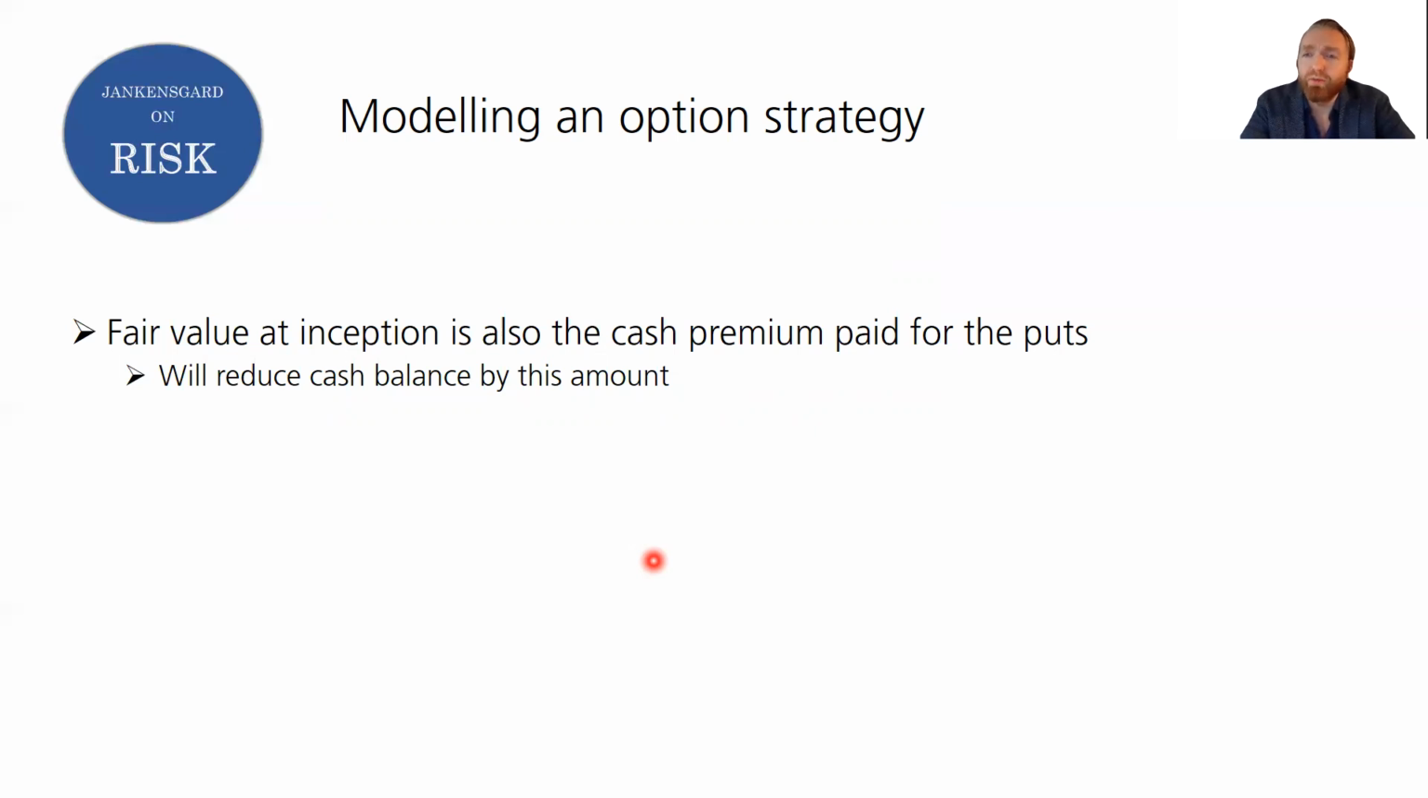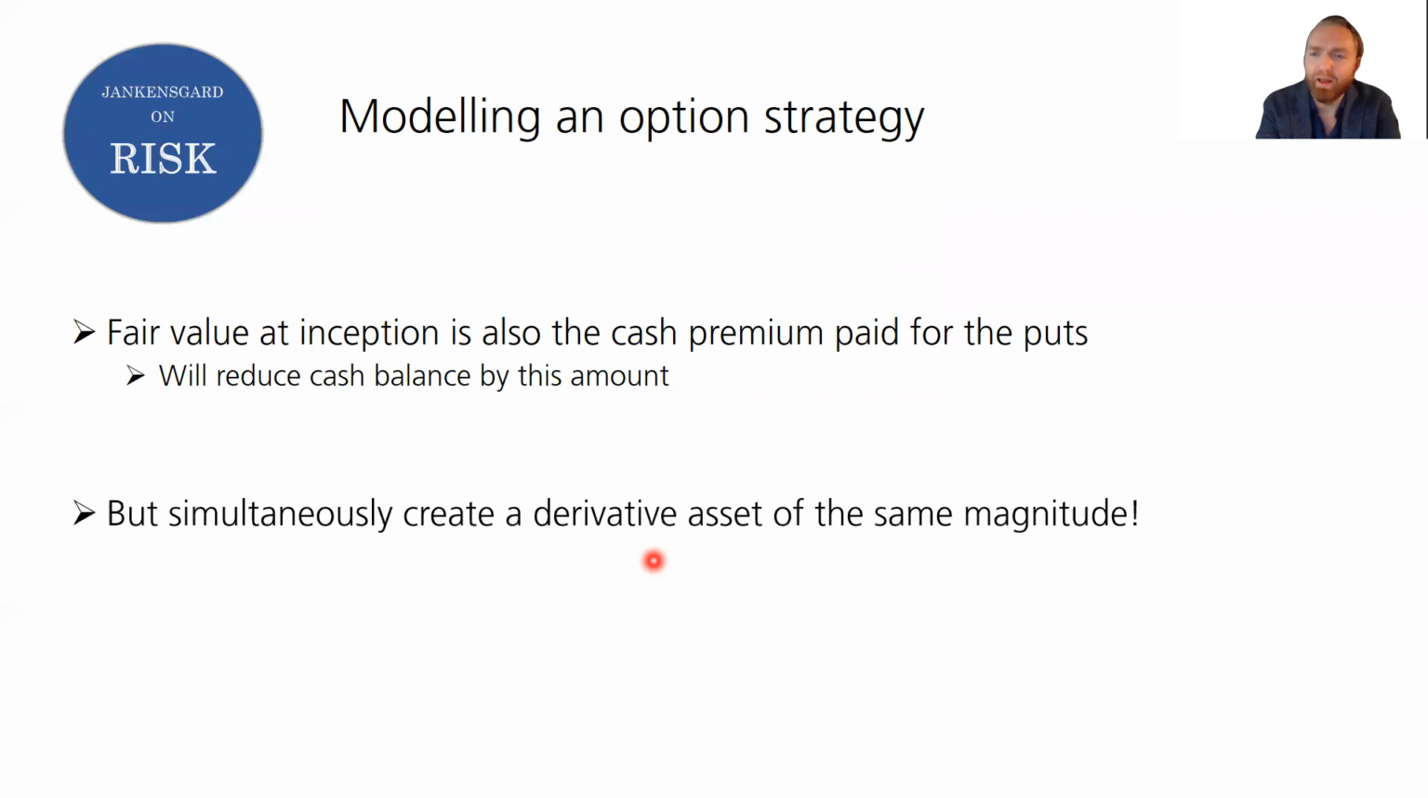For this privilege of being protected, but having the upside preserved, you have to pay for that privilege. Nobody would be willing to provide that contract otherwise, right? So the initial fair value is also the premium. So we're going to have to pay that. So there's a cash outflow, but what's important to see here is that it's not a cost in that sense of the word. You're actually investing in a derivative asset.